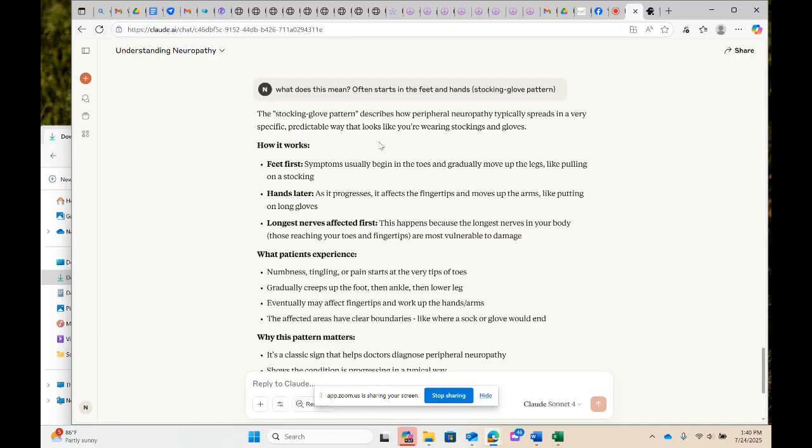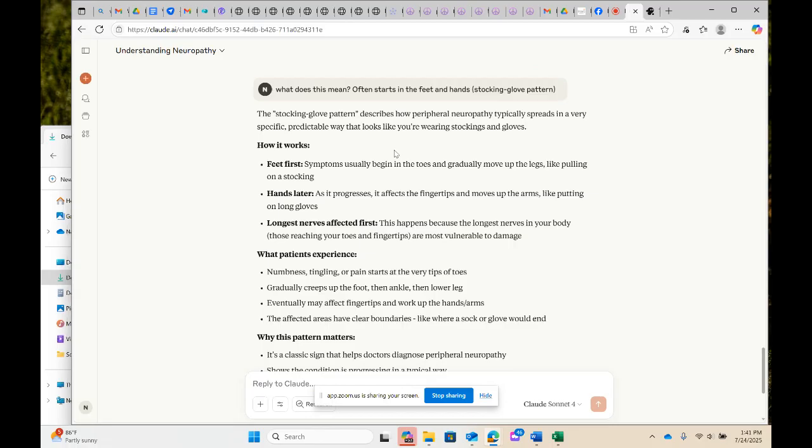So it often starts in the feet and hands, the stocking glove pattern. And I ask, what does that mean? The stocking glove pattern describes how peripheral neuropathy typically spreads in a very specific, predictable way that looks like you're wearing stockings and gloves. How it works. First, feet first. Symptoms usually begin in the toes and gradually move up the legs, like pulling up a stocking. Hands later. As it progresses, it affects the fingertips and moves up the arms, like putting on gloves. The longest nerves are affected first.